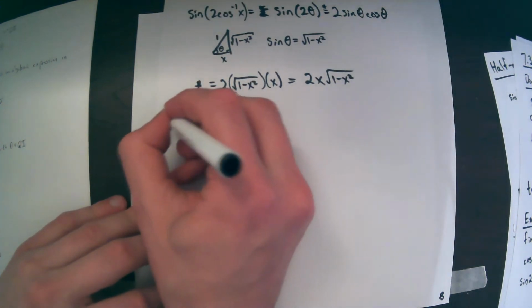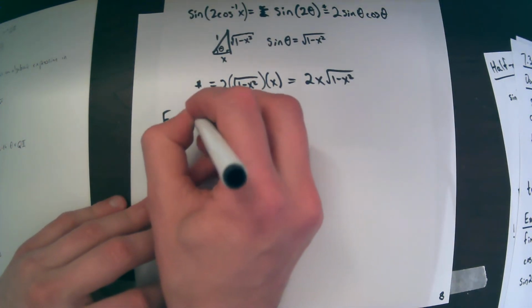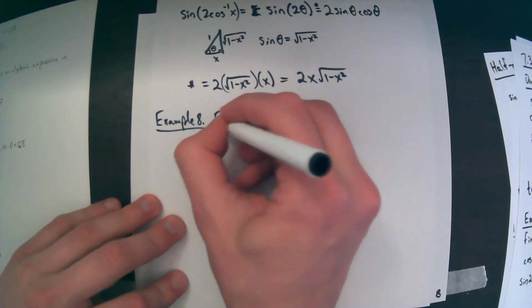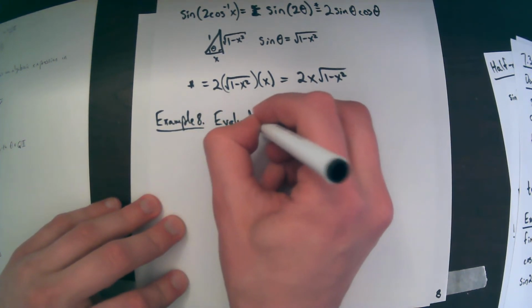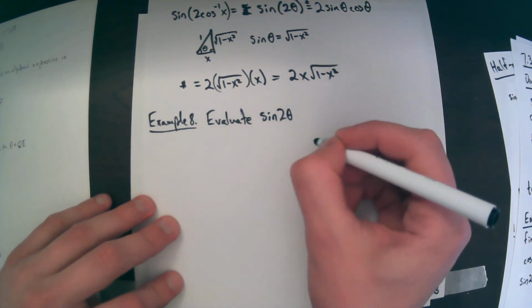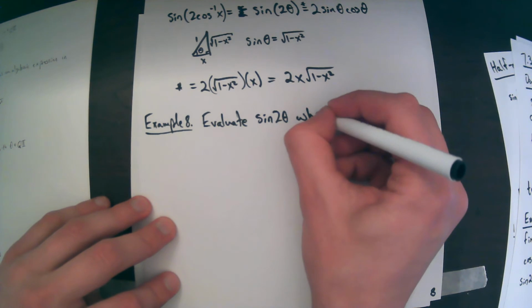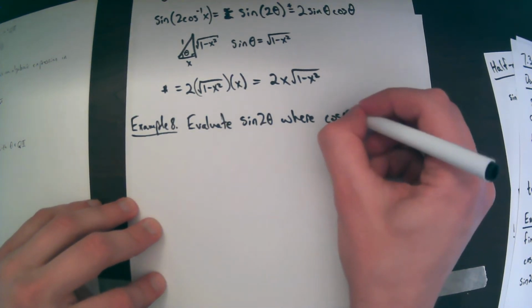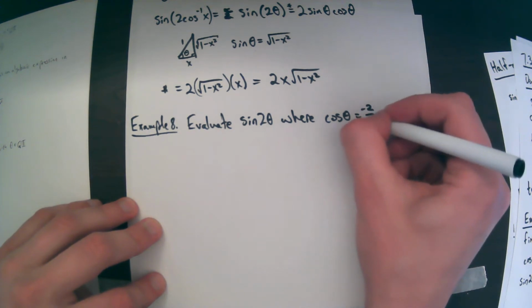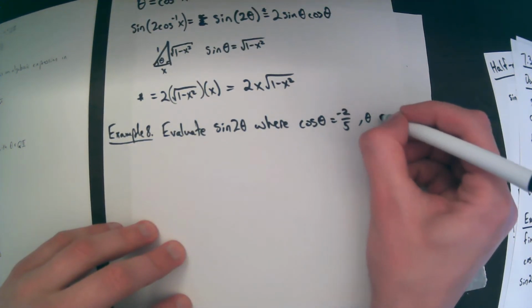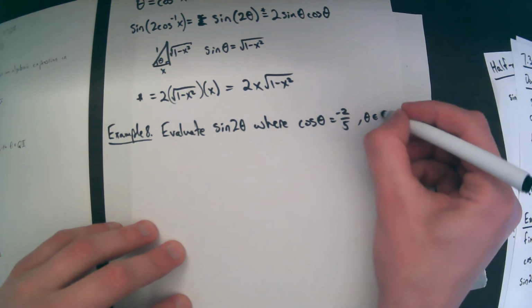Okay, example 8. Evaluate. Okay, these are double angle things. I thought we were going to be doing more half angle things, but I guess I just forgot the order of the examples. Evaluate sine of 2 theta, where cosine of theta is equal to negative 2/5, and theta is in quadrant 2 again.